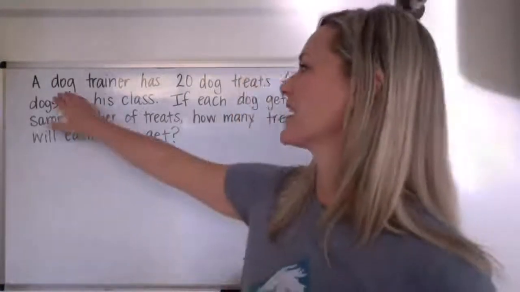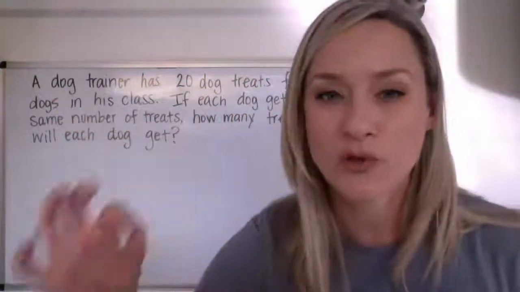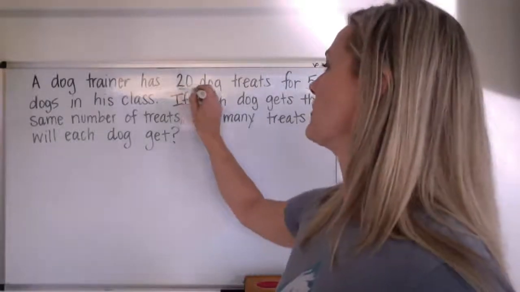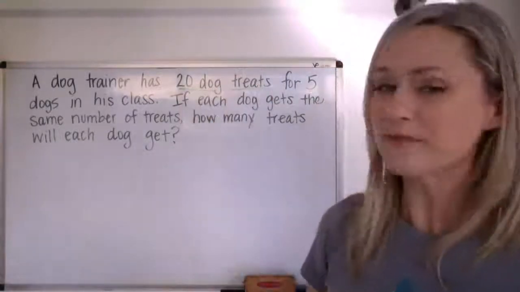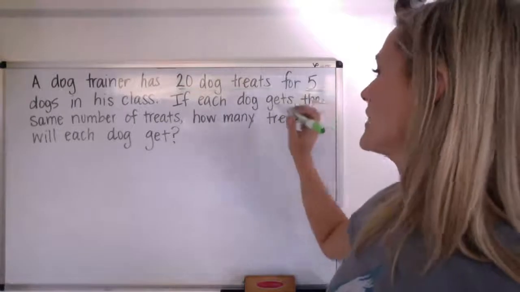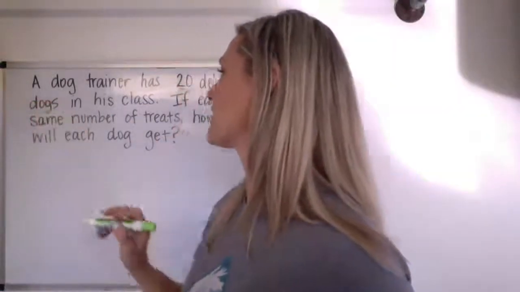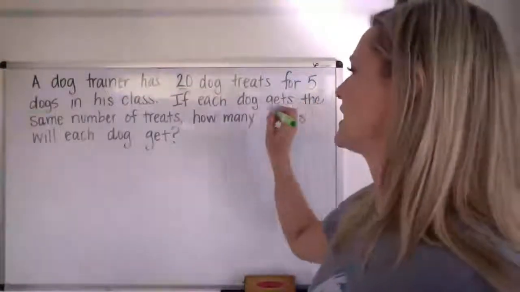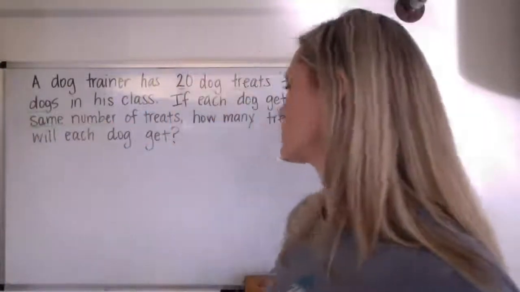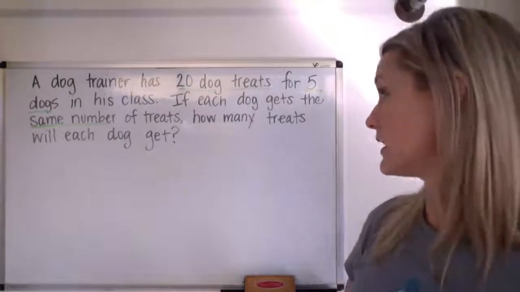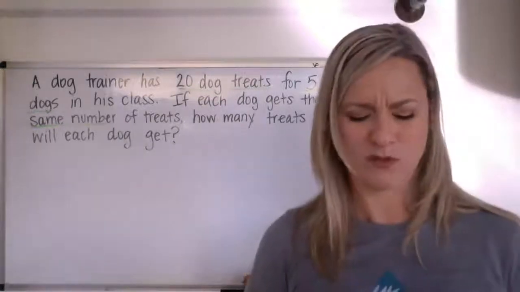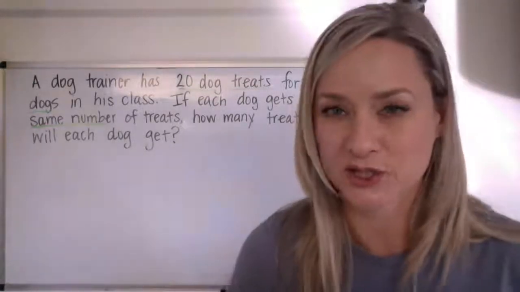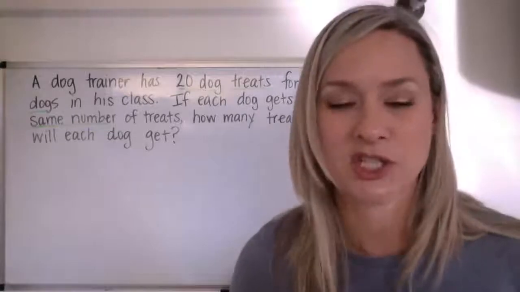So a dog trainer has 20 dog treats. Okay, so I want you to imagine those 20 treats. And he has 5 dogs in his class. If each dog gets the same number of treats, how many treats will each dog get? Okay, so we're trying to figure out how many treats are going to go in each dog's tummy.